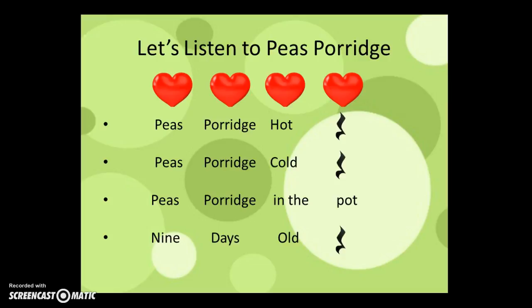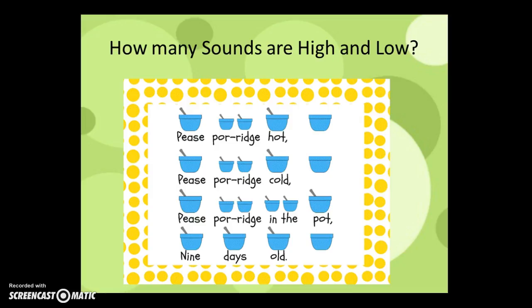Okay, so we can see that as well. So if you see this picture, that's what the bowls are for. The bowls are there to help tell you which ones have 1 sound and which ones have 2. We're not so worried about rhythm right now, but if you see that, that's what it means. 1 bowl means 1 sound, 2 bowls means 2 sounds.